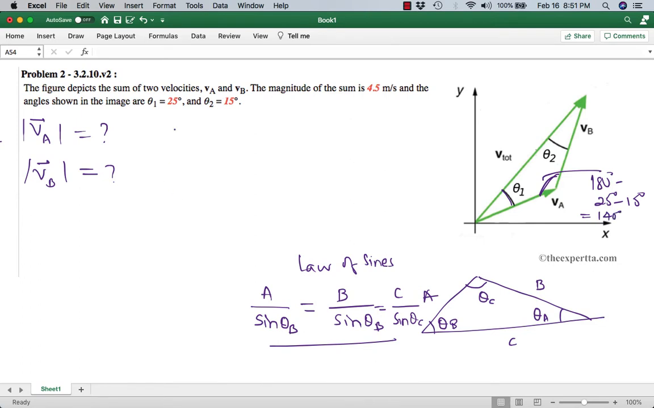Okay, so let's use the law of sines for vector A first. So vector A has the magnitude VA, and the sine of the angle opposite to that side, the angle opposite to this side, is theta 2. Okay, so this is the side we are talking about, and the angle opposite to this one is this theta 2. So VA over sine theta 2 is equal to, now I cannot use VB here because I don't know anything about VB. So let's not use VB.